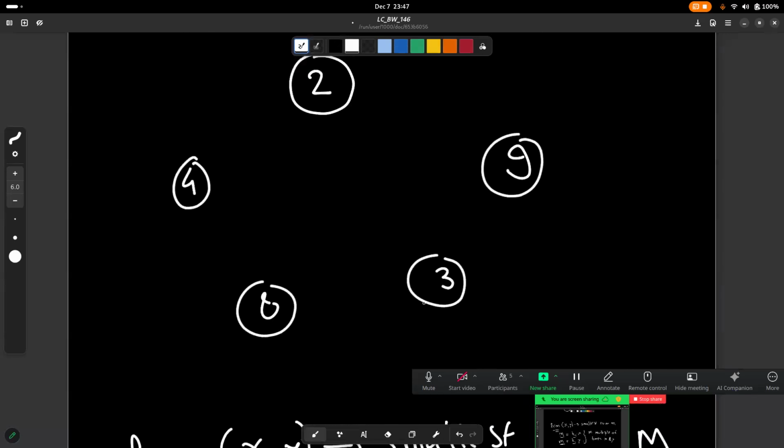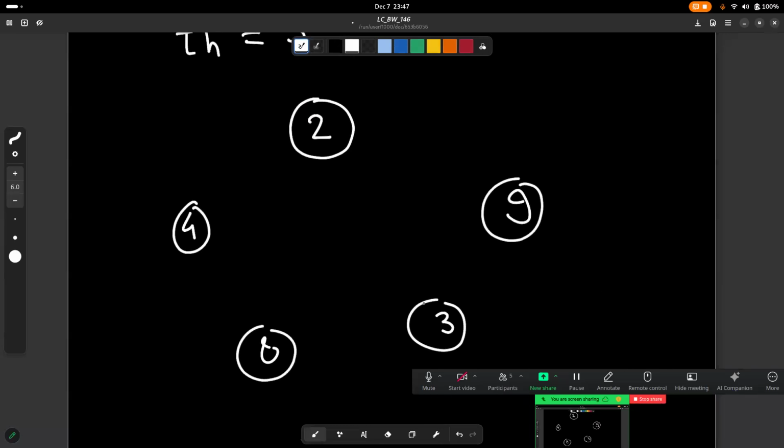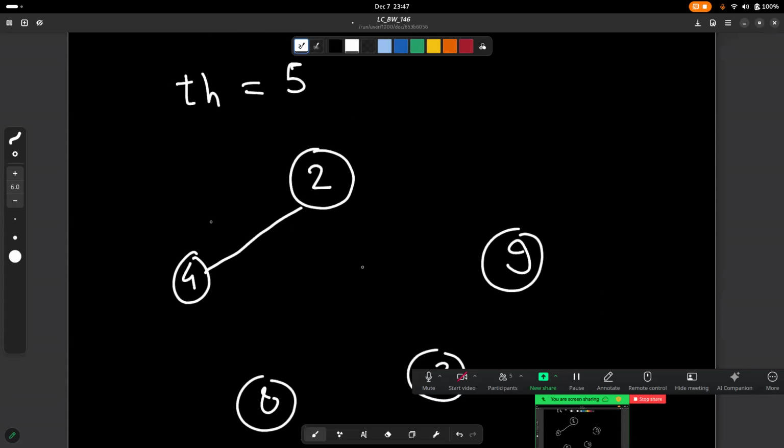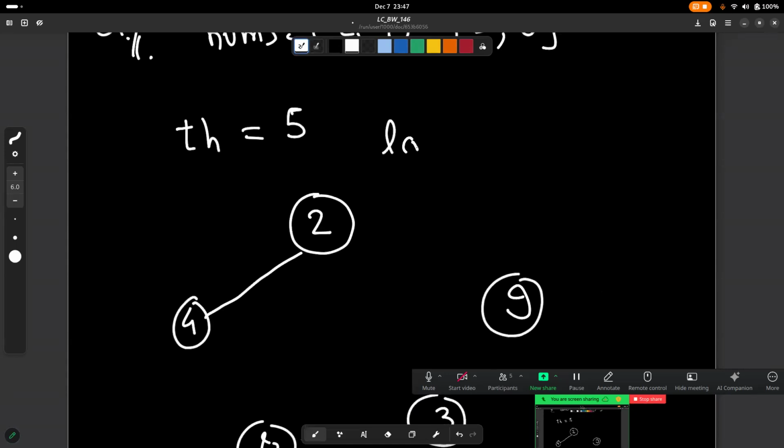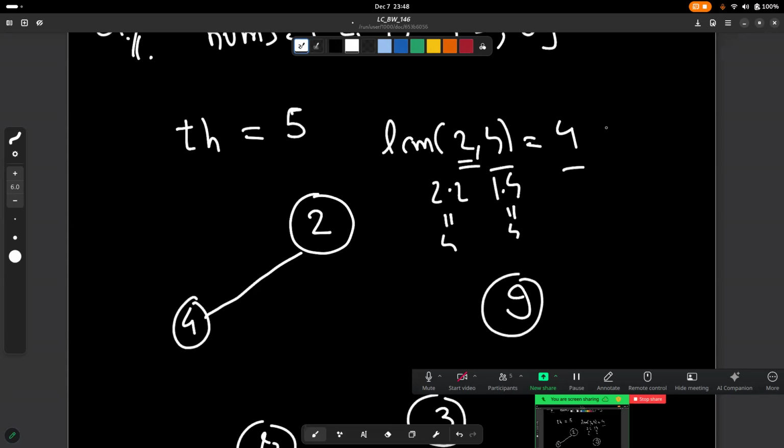So now that we are clear with this definition of LCM, let's move on to our problem. This is our graph, and what our problem says is that you can add an edge between any two numbers, in this case say 2 and 4, if their LCM is less than or equal to 5. So the LCM of 2 and 4 is 4. Why 4? Because 2 times 2 is equal to 4 and 1 times 4 is equal to 4. So 4 is a multiple of both 2 and 4, you can check that it's the smallest number that satisfies this, and this LCM is less than or equal to 5.